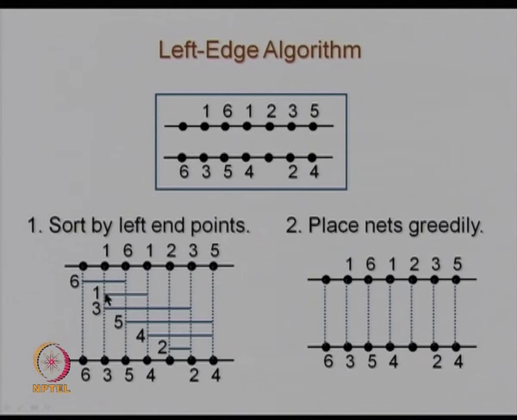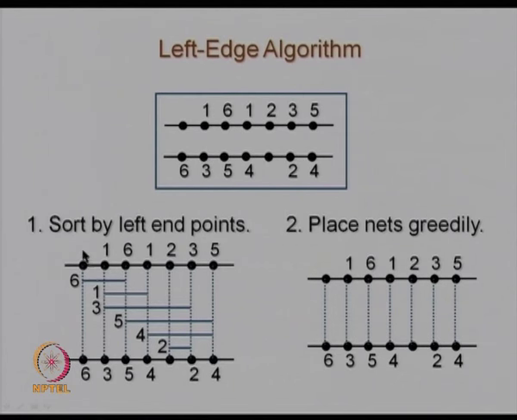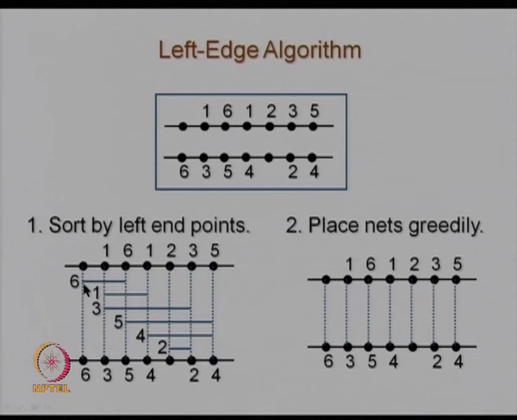Net number 1 will start at this x coordinate and will go up to this. It need not be on this track. This track may not be the best choice for net number 1, and so on. So, what this algorithm does is sort the nets by their left end point.